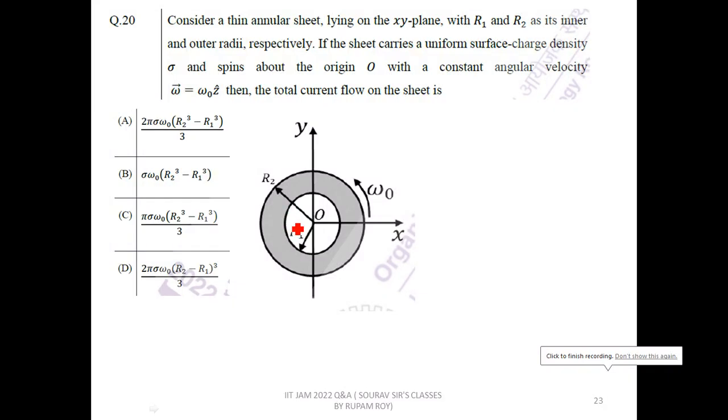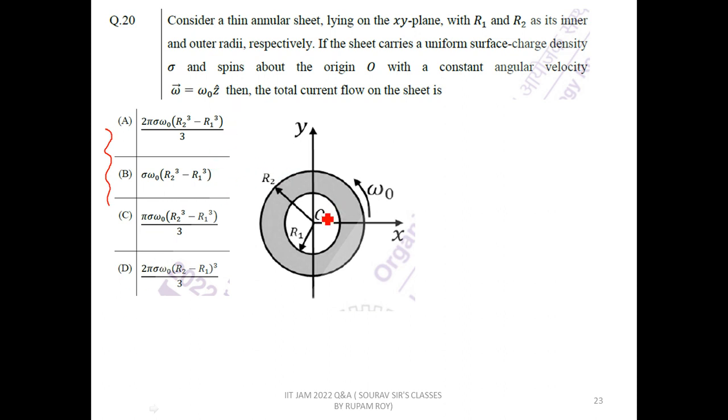This is question 20. It says, consider a thin annular sheet lying on the xy plane with r1 and r2 as its inner and outer radius respectively. If the sheet carries a uniform surface charge density sigma and spins about the origin O with a constant angular velocity omega equal to omega 0 z hat, then the total current flow on the sheet is what? These are the options given.